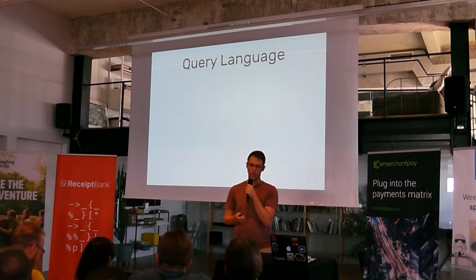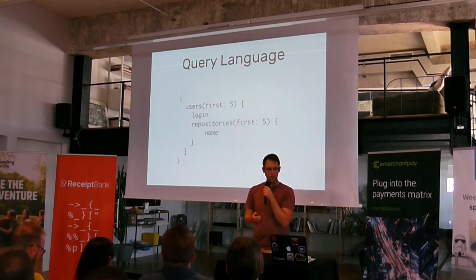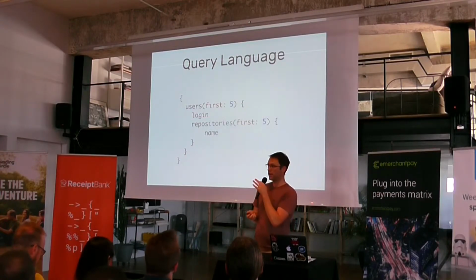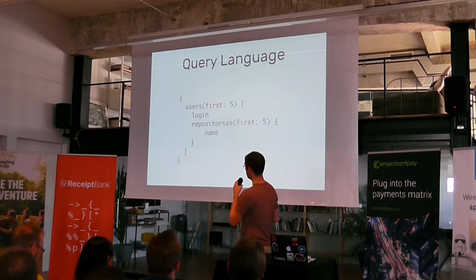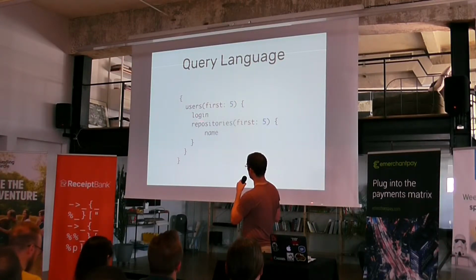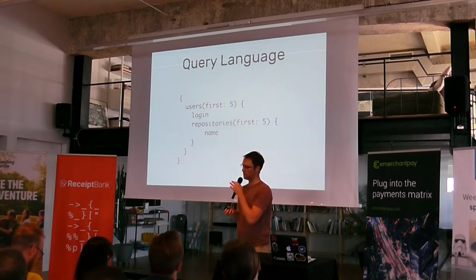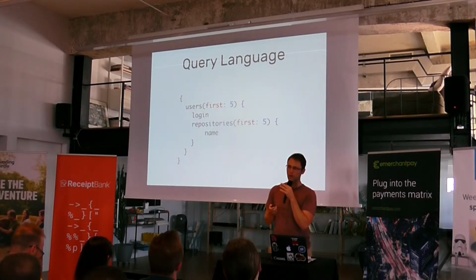The first part is the query language. So here's a GraphQL query, and I'm going to describe it just in plain words. So this one, what it's going to do is ask for the first 5 users, and then for each of those users, we're going to get their login, their username, and for each of those users, we're going to get their first 5 repositories and ask the name of that repository. So from a language point of view, how can we describe this?